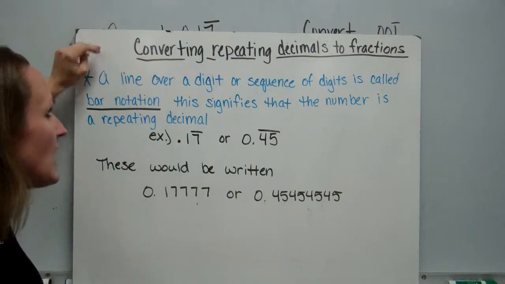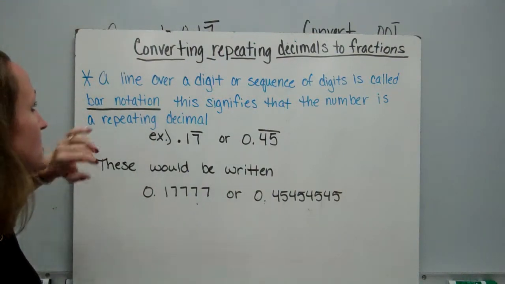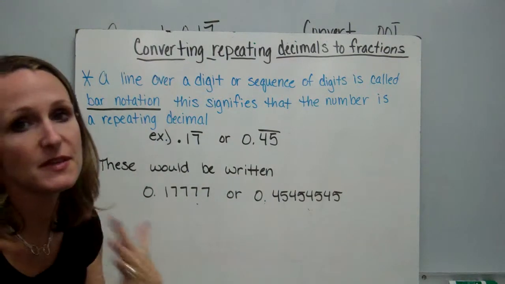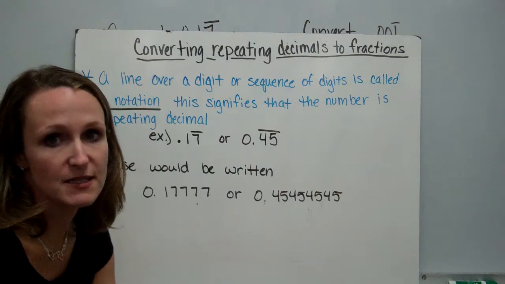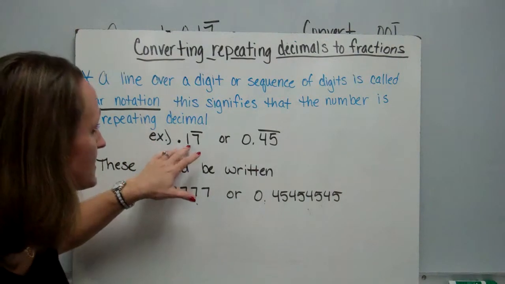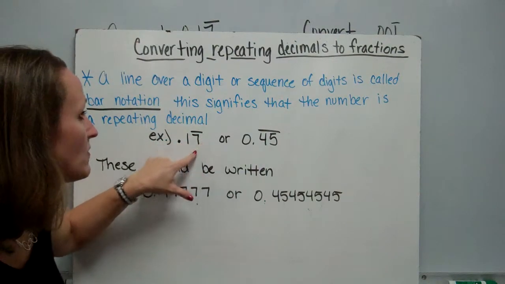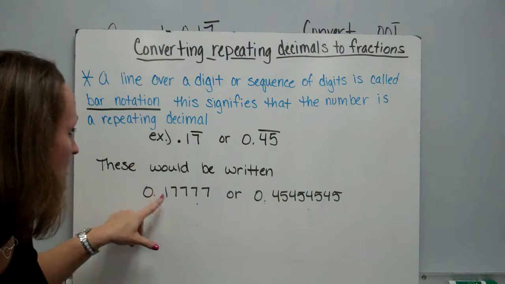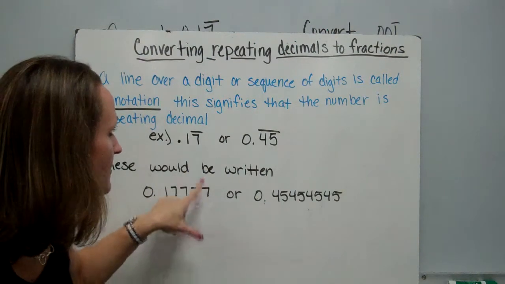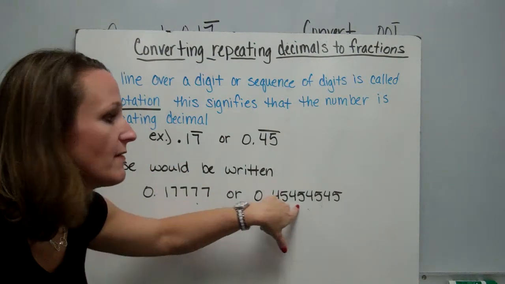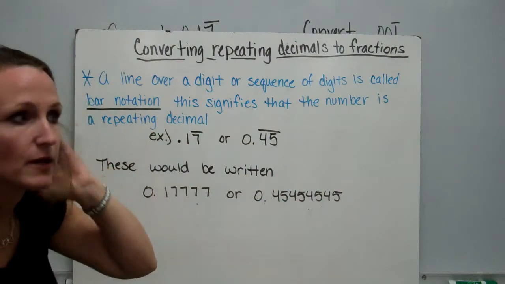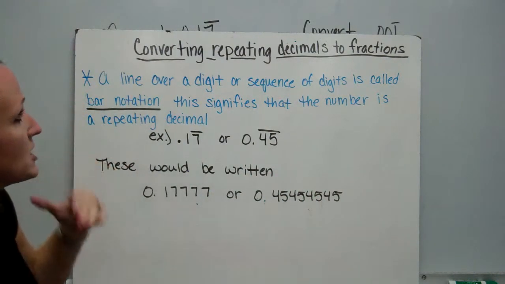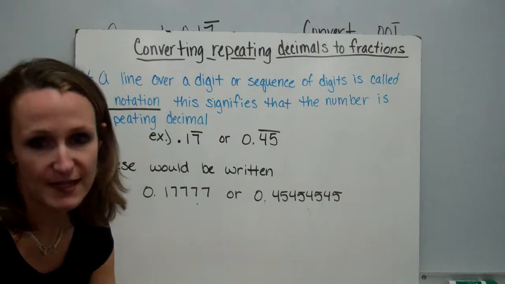When you see a line over a digit or a sequence of digits, it's called bar notation. This signifies that the number is a repeating decimal. You might see the bar over one number or over multiple numbers. The way we would write it would be 0.1777 if it looked like this, or 0.454545, and so on. Again, this is called bar notation, and it signifies a repeating decimal.